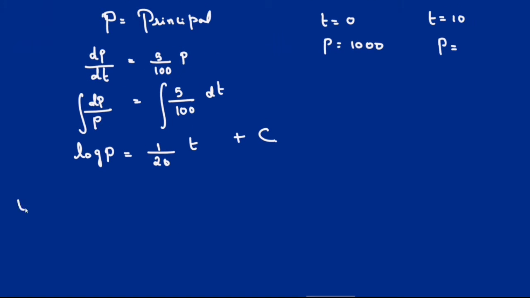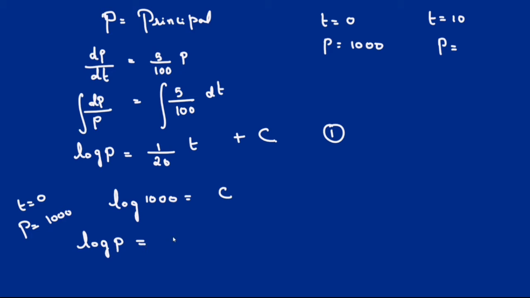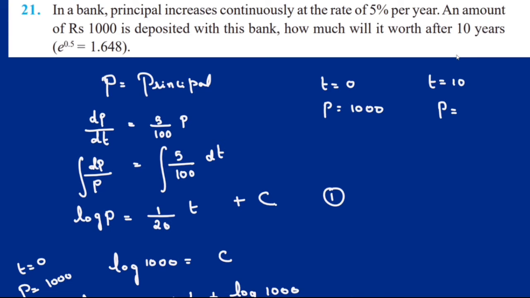Put T is 0. P is 1000. So log 1000 is C, since the T term is 0. C is log 1000. So this equation becomes log P is 1 by 20 T plus log 1000. Now the question is, after 10 years, when T is 10, what is P? That's the question here. So what do you do now?